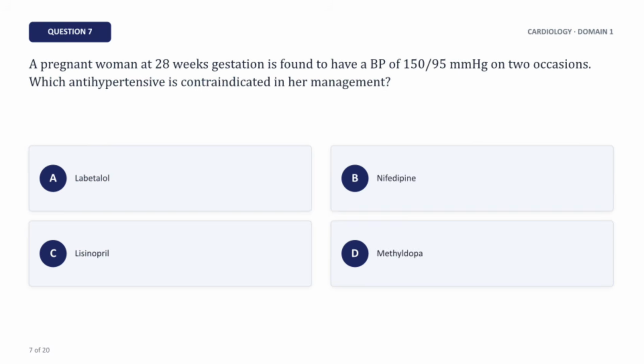Question number 7. A pregnant woman at 28 weeks gestation is found to have a BP of 150/95 mmHg on 2 occasions. Which antihypertensive is contraindicated in her management? Option A. Labetalol. Option B. Nifedipine. Option C. Lisinopril. Option D. Methyldopa.